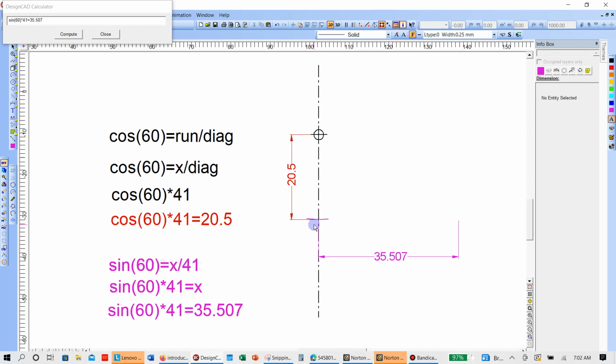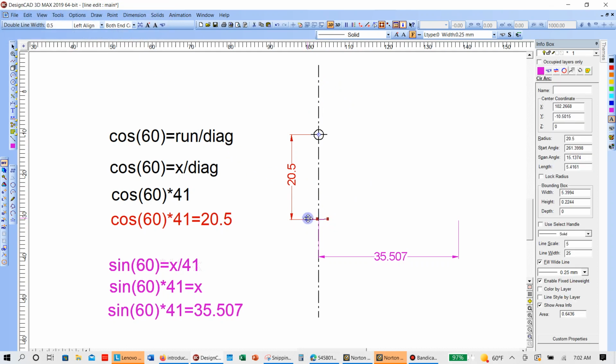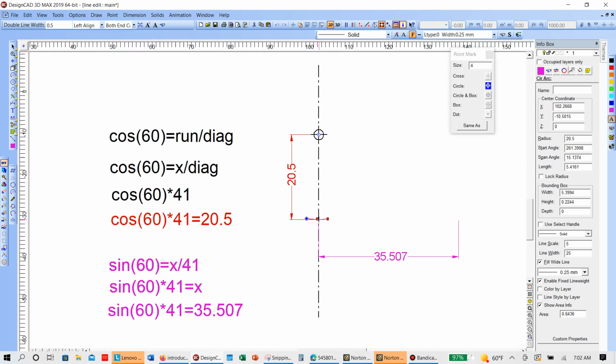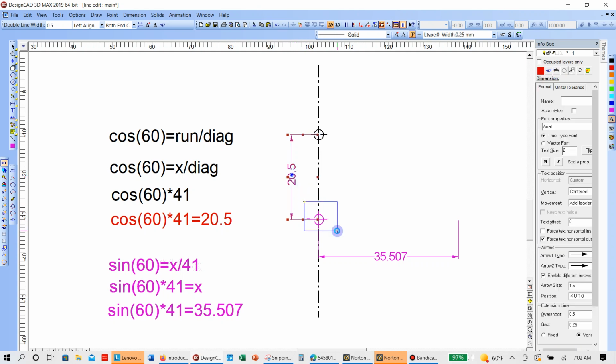All we've done so far, we do have this line, and we've intersected 20.5. We just measured straight down here. We got a 20.5, so scribing an arc isn't really what we're doing, right? Anyways, you take your tape out, you get your intersection point there, draw a point mark, F4, and let's make that red.